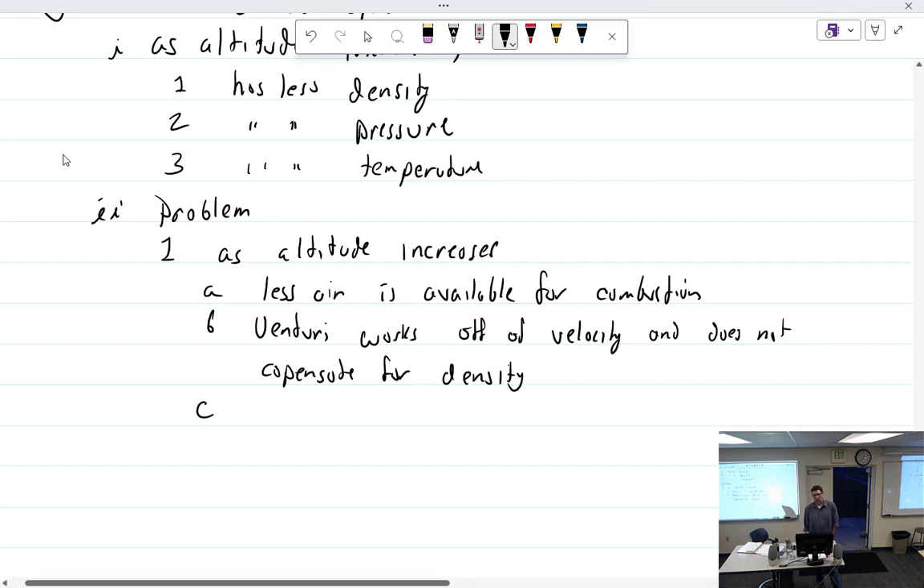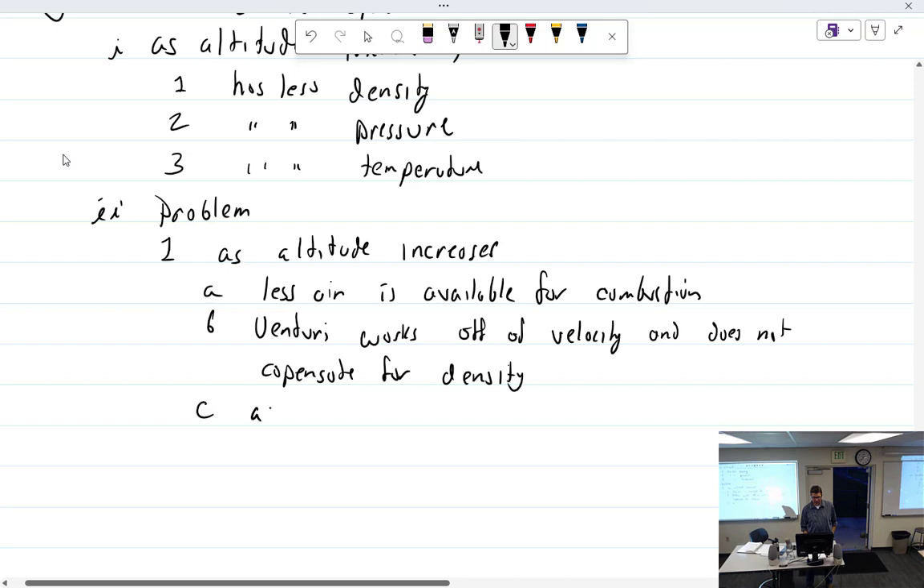That's an important point, especially when we start moving into other types of fuel systems that do compensate for that. The Venturi just knows the velocity of air going through, which is the speed, but it doesn't really know the density. So it's like, air's coming through at this speed, I better give it this much fuel. Well, wait a minute, it's like half the air. I don't know anything about that, so here's your fuel. Then it gets super rich.